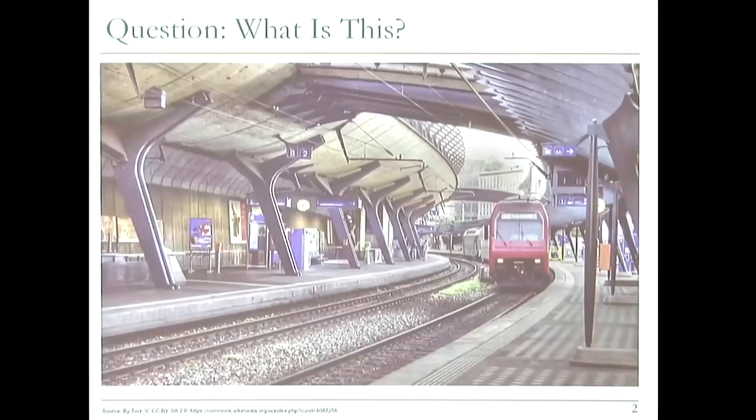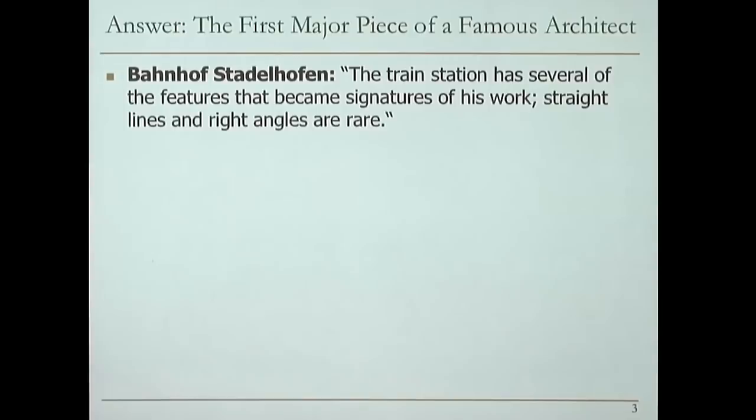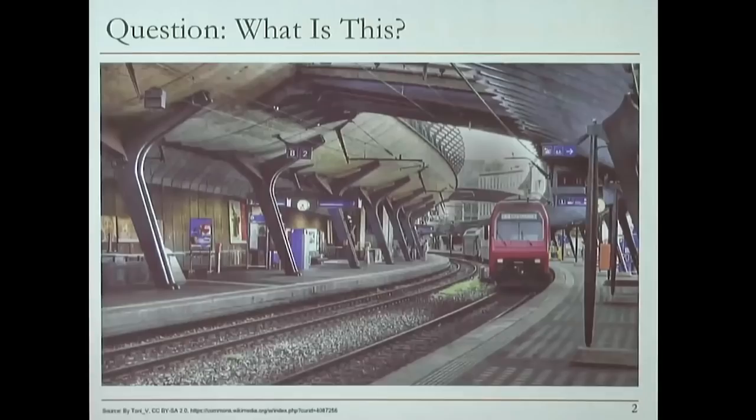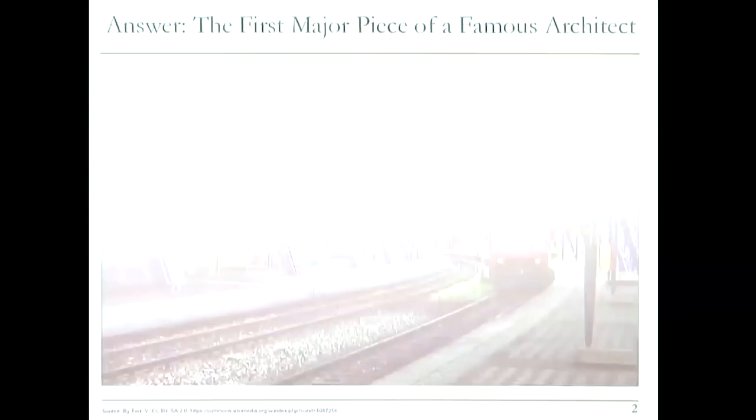He was a fellow student some number of years ago at ETH. Well, it's really the first major piece of that architect. It's not the masterpiece, I would say. And you know the first answer, basically. This is interesting because the train station has several of the features that became signatures of this architect's work. Straight lines and right angles are rare. It's really modeled like a bird, if you will. It looks like the bones of a bird, actually. So it's a very principled design, if you look at it.